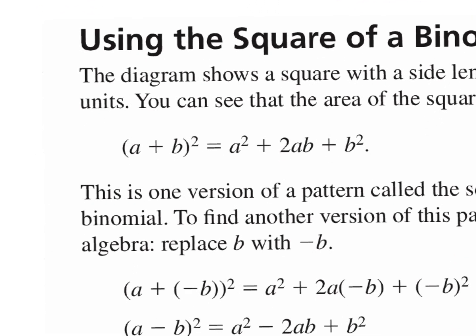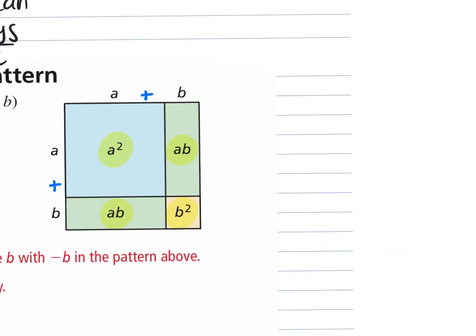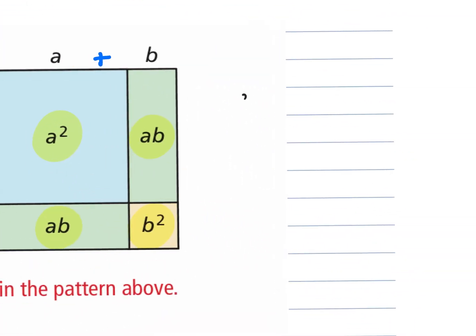So when you have a binomial, for example, a plus b, and what are we doing to a plus b? You're squaring it. That means we're taking a plus b and multiplying it by a plus b, okay? You will always get a squared plus 2 times a times b plus b squared. Now, I want to prove this to you. I don't want you to just take it and be like, okay, that's what it is.